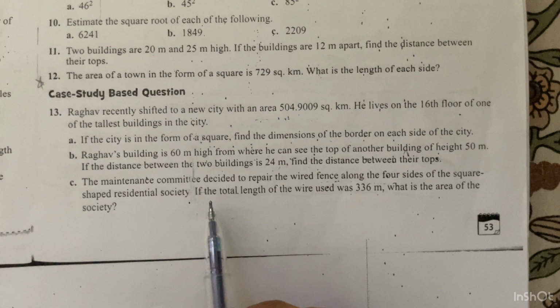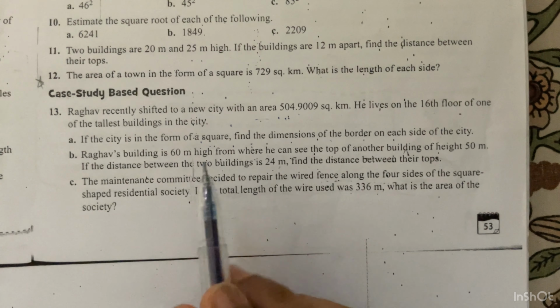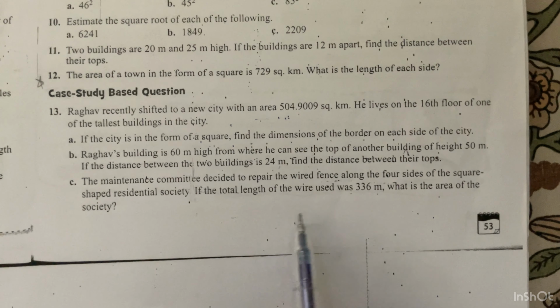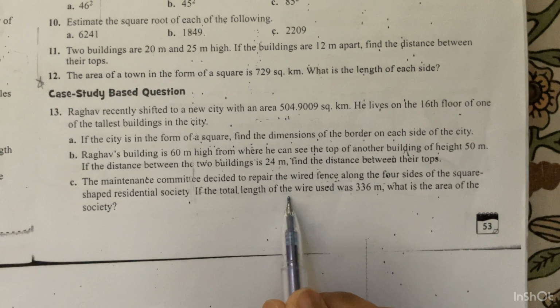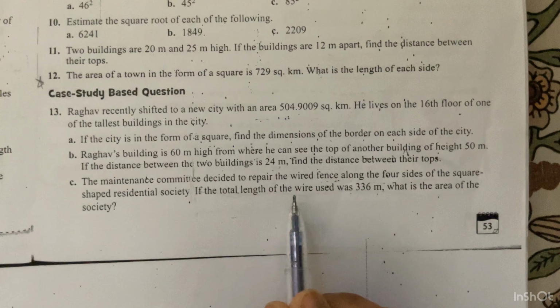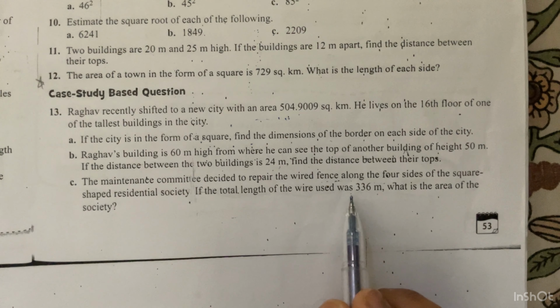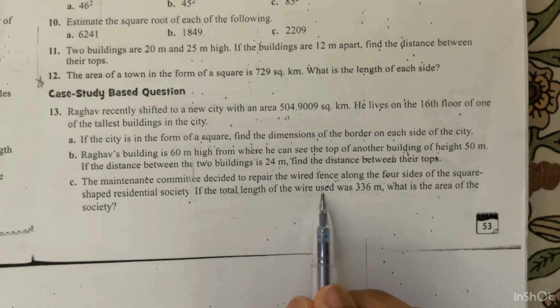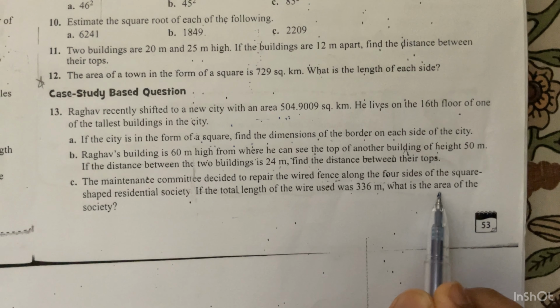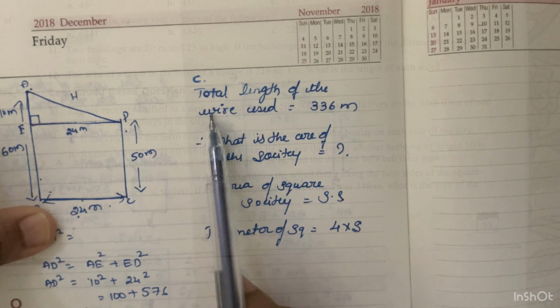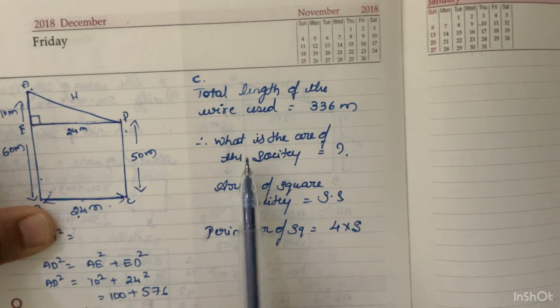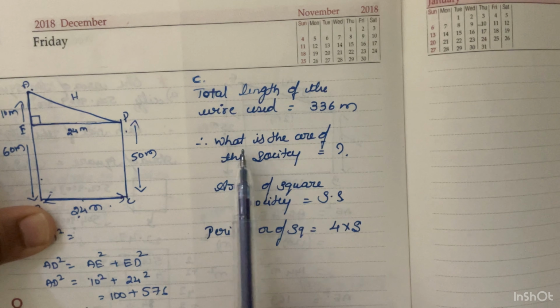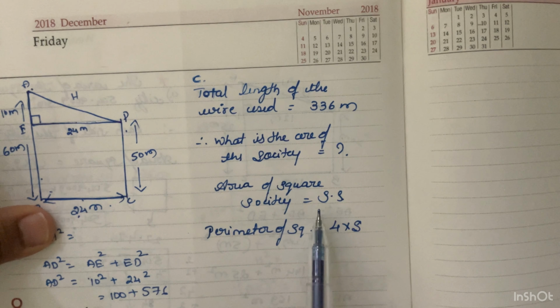Here they have said the total length of the wire used for a fence along the square shape of the field. It means it's nothing but the perimeter. Now first from the perimeter we will find the side of this fence. From that we can find out the area of the society. The length of the wire used is 336 meter. What we actually wanted to find is the area of the society. Now we have the formula, area of square is side into side.